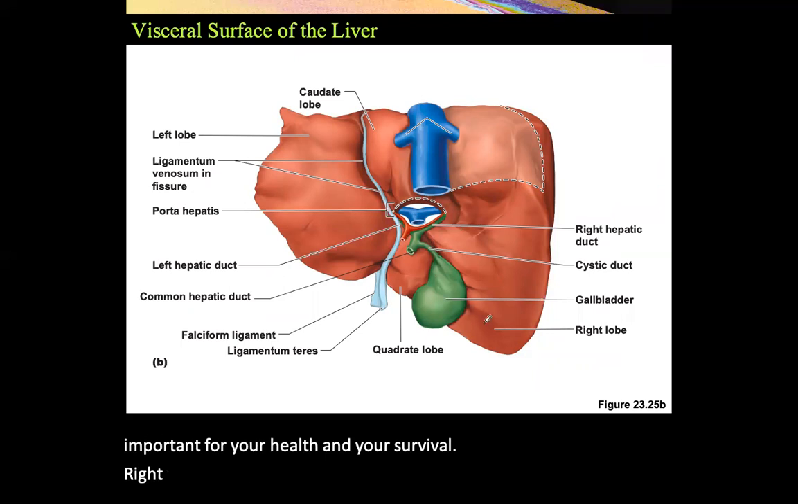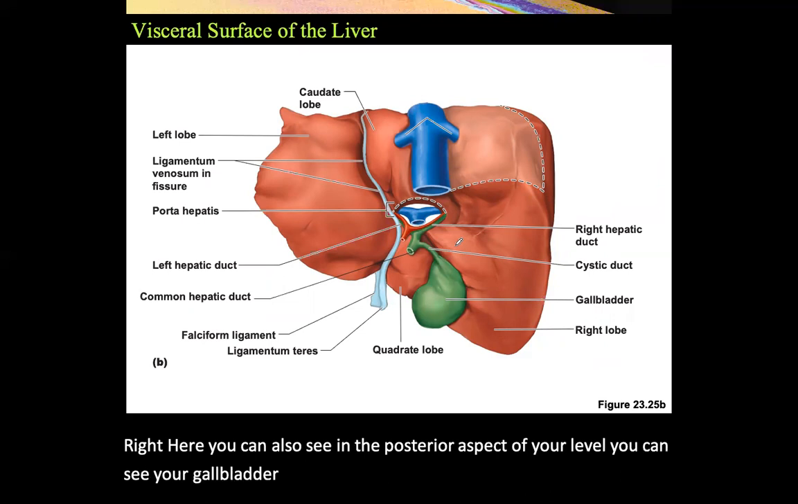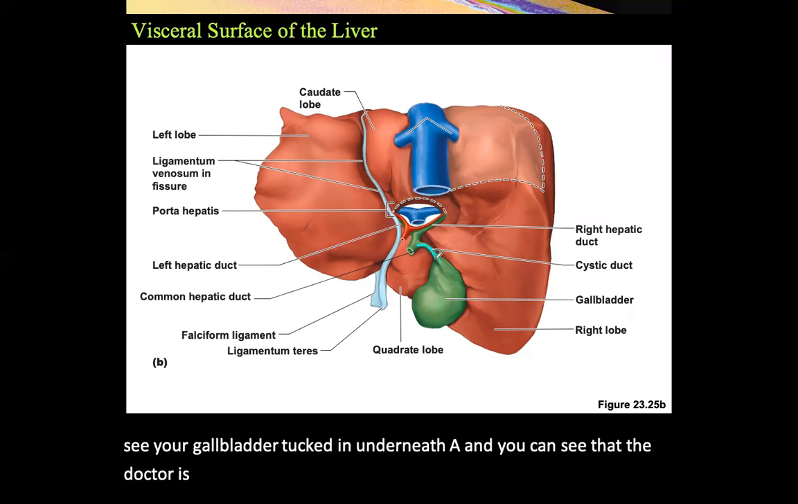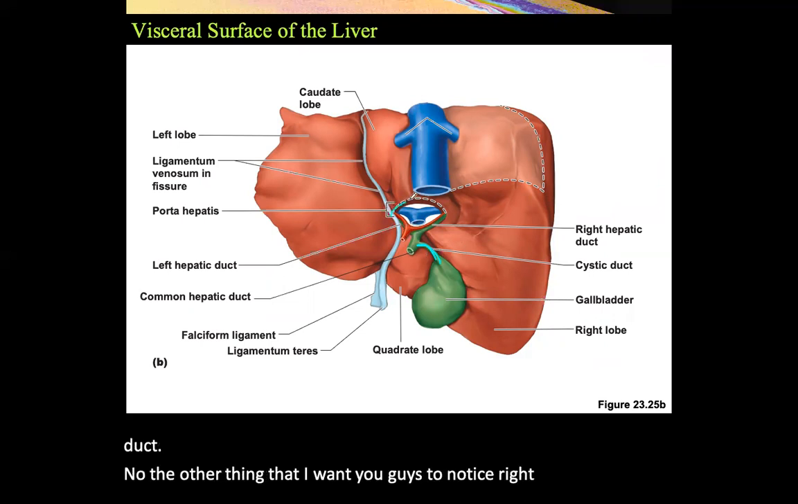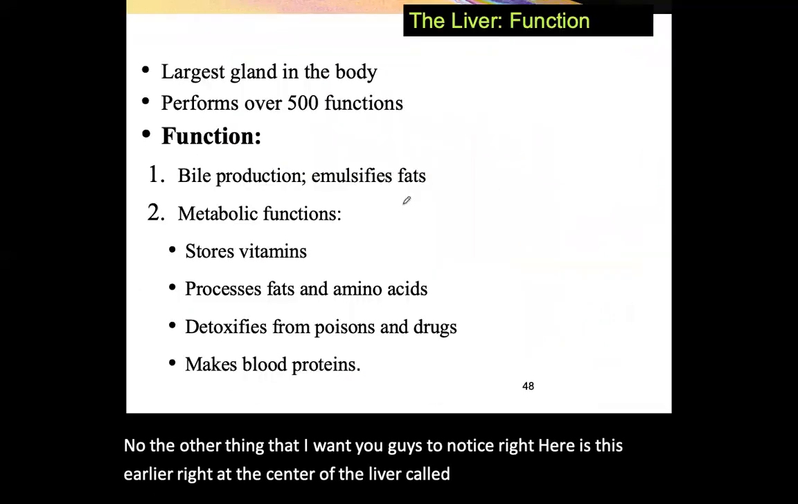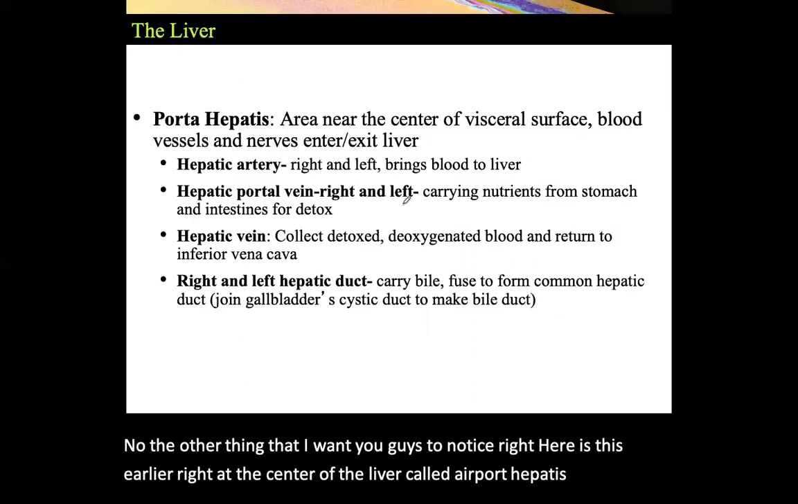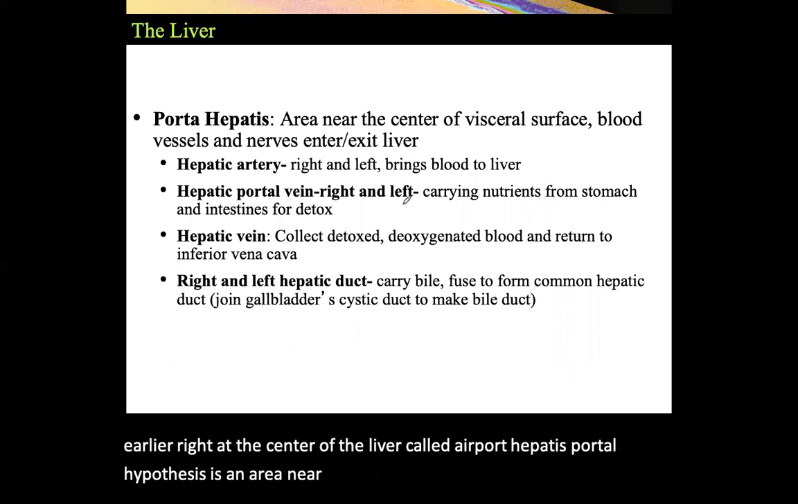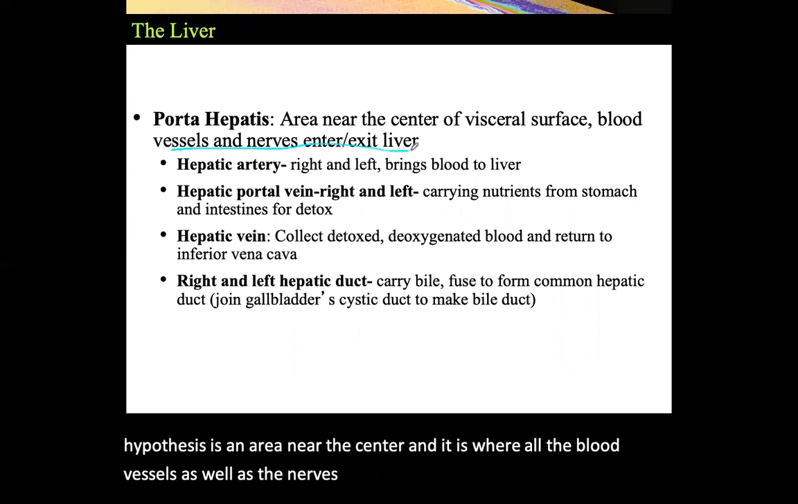Right here, you can also see in the posterior aspect of your liver, your gallbladder tucked in underneath that. The duct originating from the gallbladder is referred to as the cystic duct. The other thing I want you to notice is this area right at the center of the liver called the porta hepatis. Porta hepatis is an area near the center, and it is where all the blood vessels as well as the nerves and the ducts either enter or exit your liver.